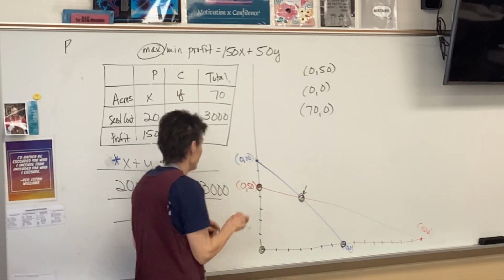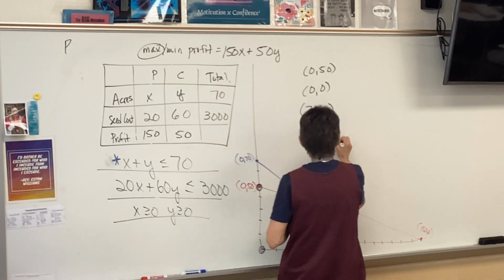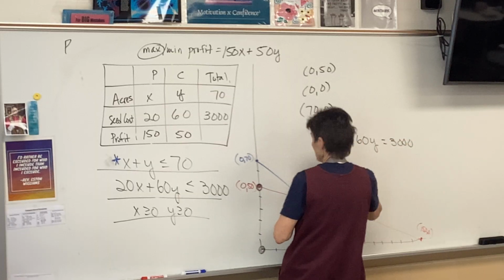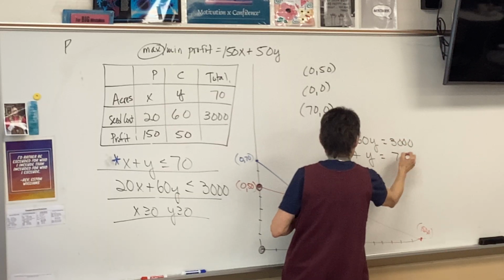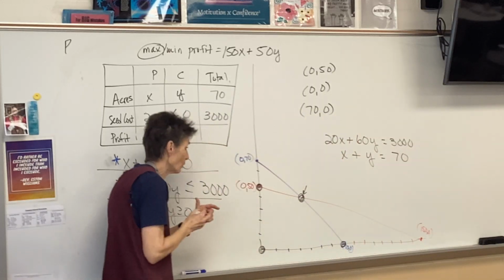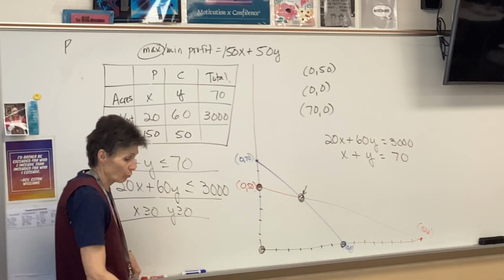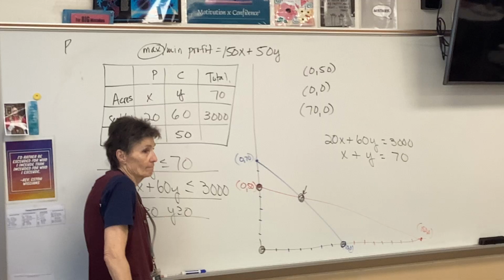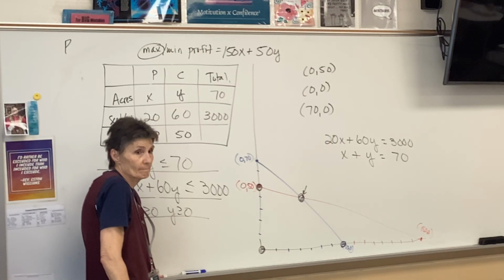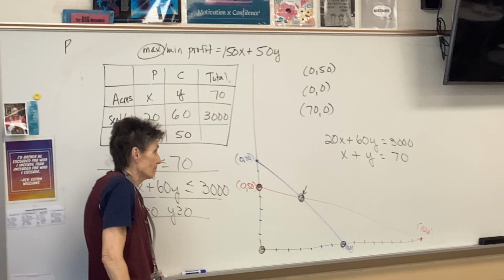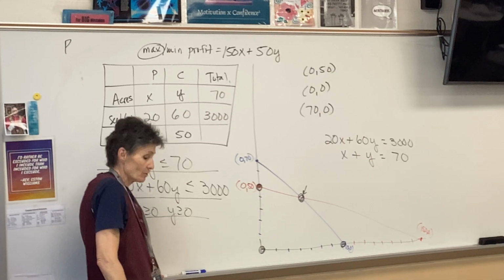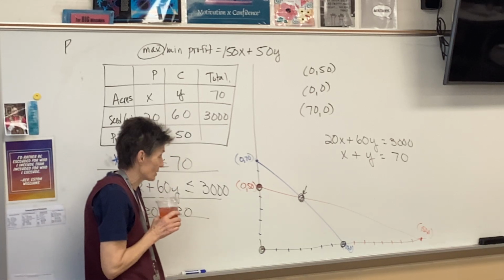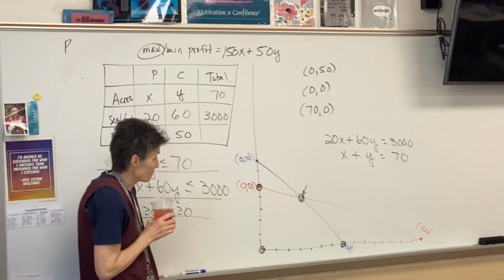Okay? So, my red equation, 20x plus 60y equals 3,000. And my blue equation, x plus y equals 70. I need to know, where do those two things cross each other? Take a minute and figure that out. You guys do the work, not me. What is their point of intersection? Substitute or eliminate.